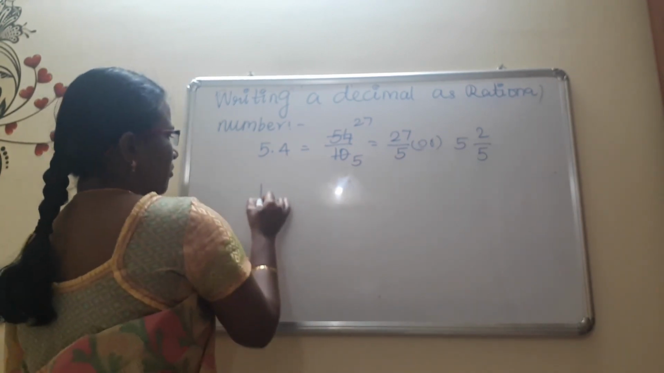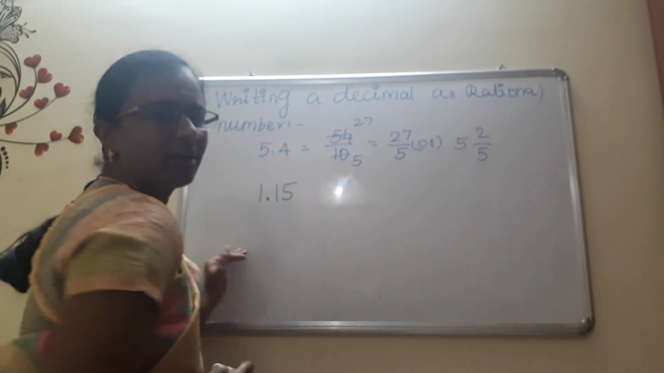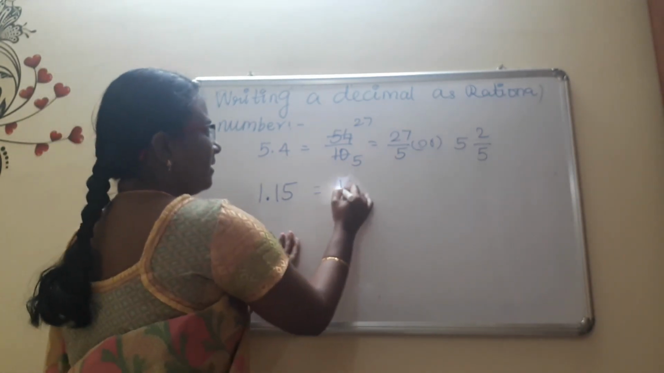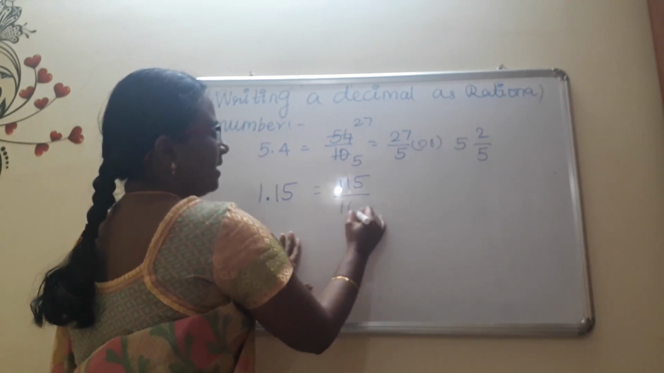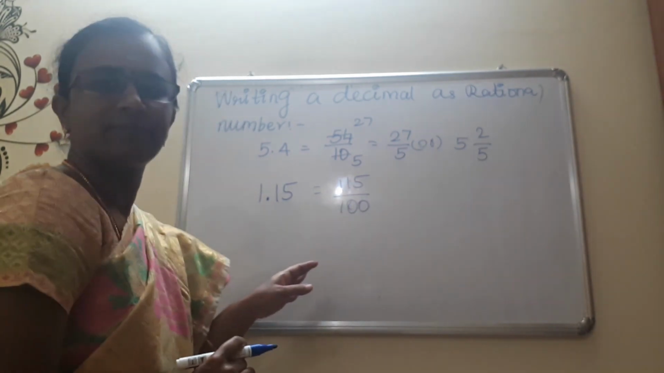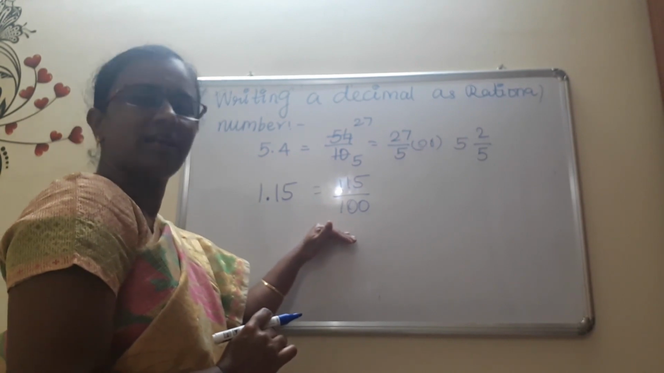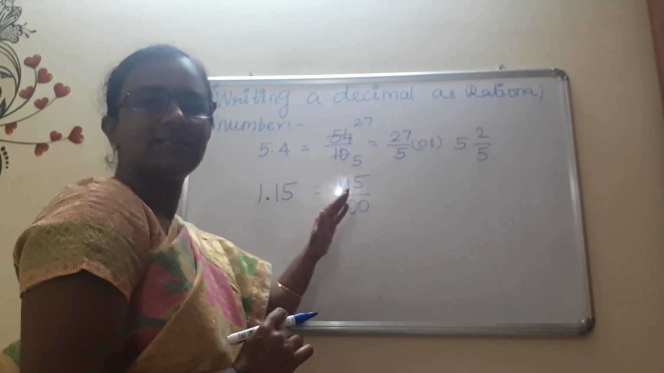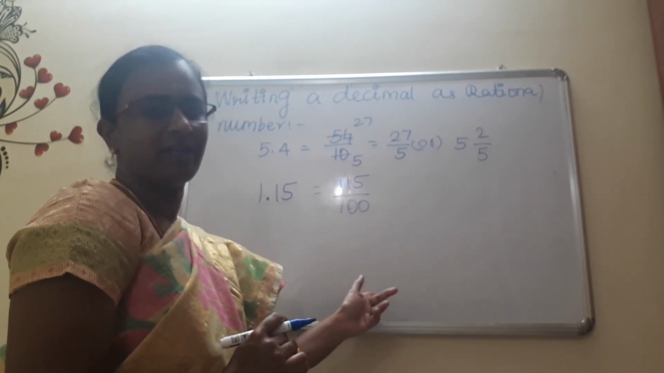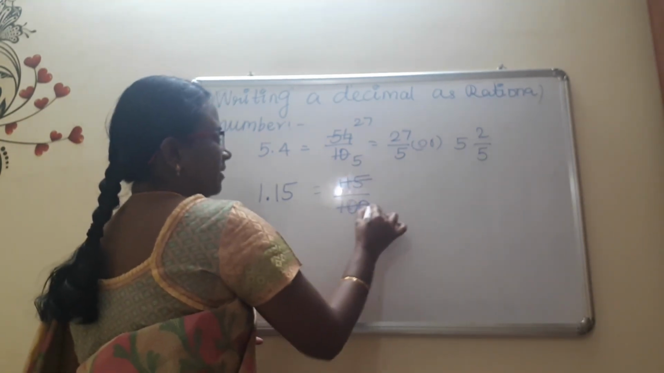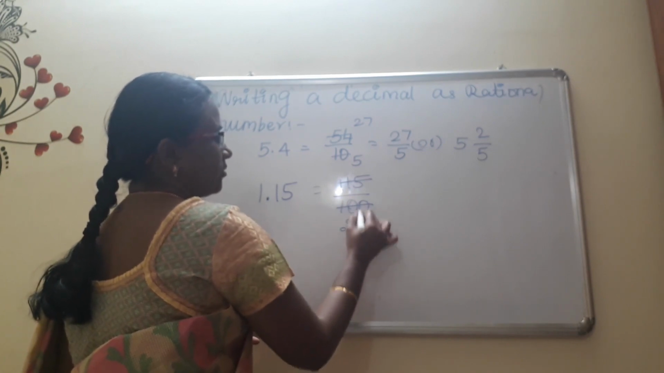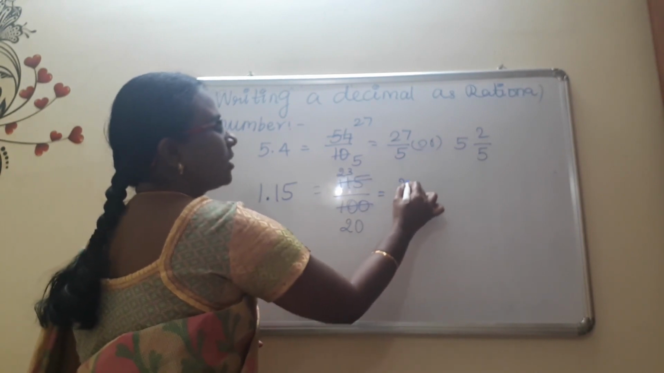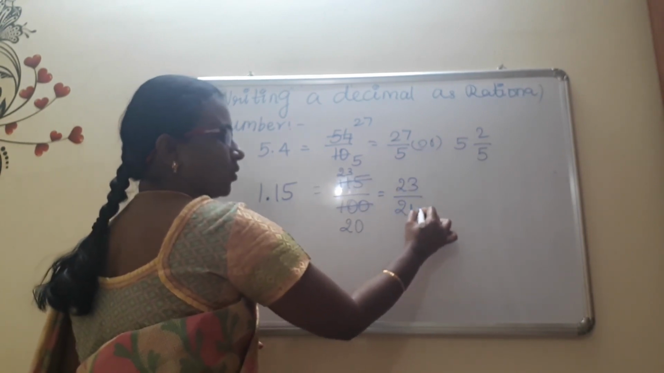The next one is, for example, 1.15. 1.15 is nothing but 115 divided by 100. Isn't it? So we can easily reduce this, because 115 and 100 are divisible by 5. So how many times? 5 2s are 10, 0. Here 5 2s are 10, balance 1, 3. So it's nothing but 23 by 20.